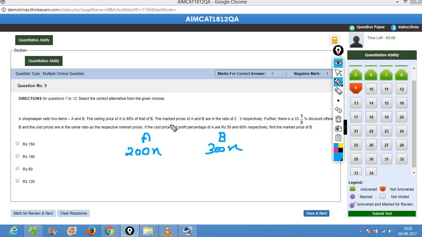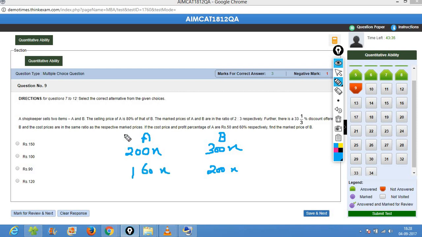Okay, the selling price of A. We will use this part because we know that the mark price is the main price. After that we provide a discount, then only we get a selling price. There is information given, 33 1 by 3 percent discount offer on B. So the mark price of A will be 200x. For this 80% means 160x.